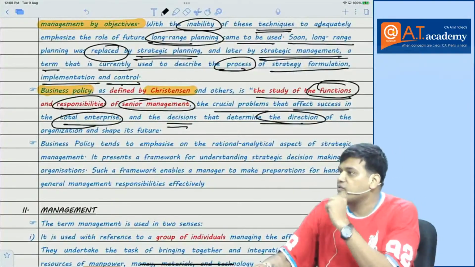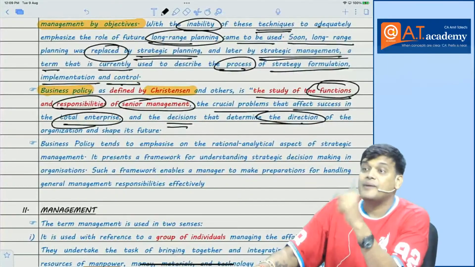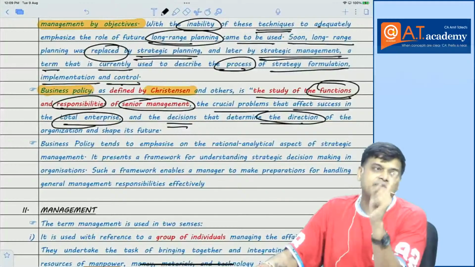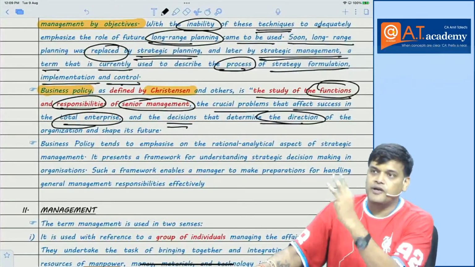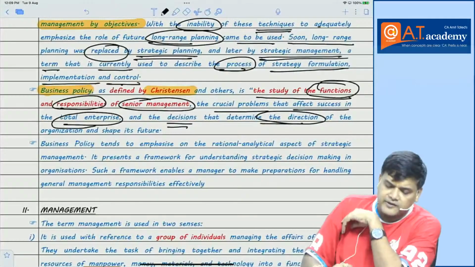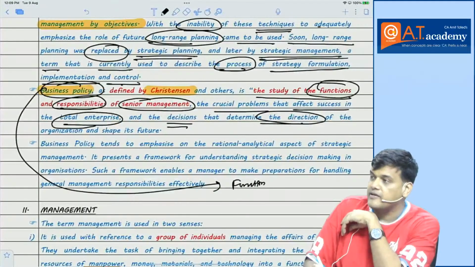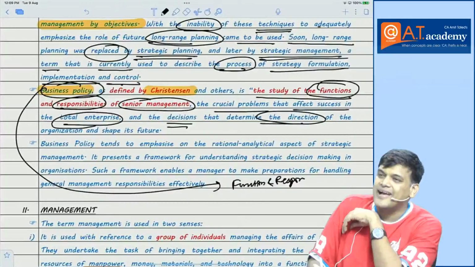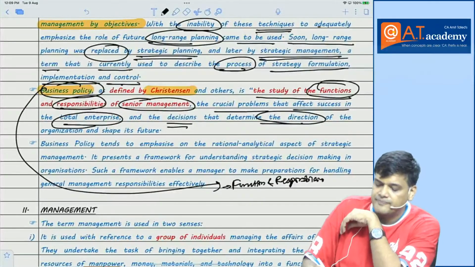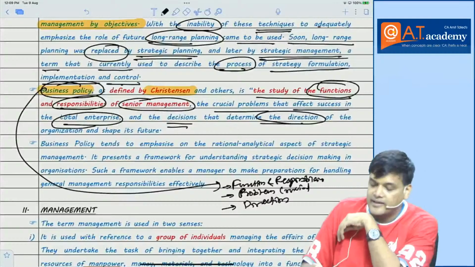So in a policy, 3 things are always written. First, senior management's functions and responsibility. Second, crucial problems that the company may face. Third, the direction in which the company wants to shape its future. So keep 3 words in mind. Whenever the policy definition comes into picture, it will always have 3 words. First, functions and responsibility of whom? Senior management, not lower management. Second, problem, but not all problems, we are focusing on crucial problems. And the last point is direction, because based on the problem, you can determine the direction.